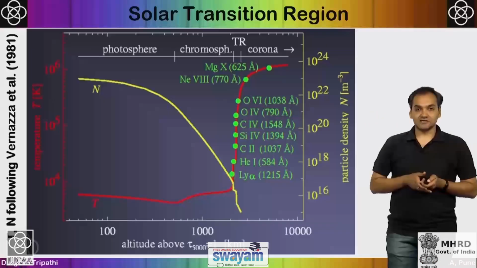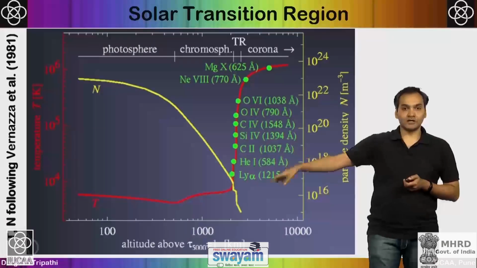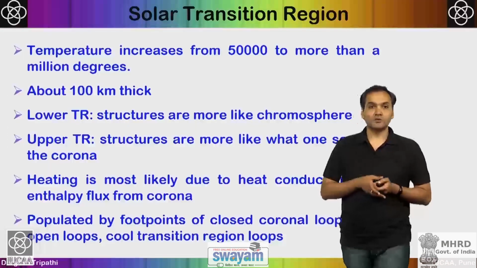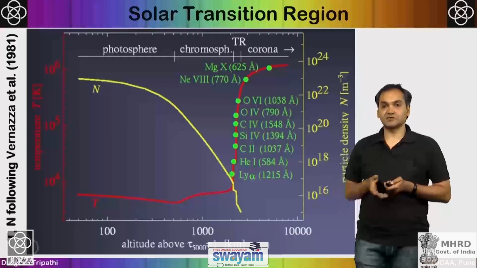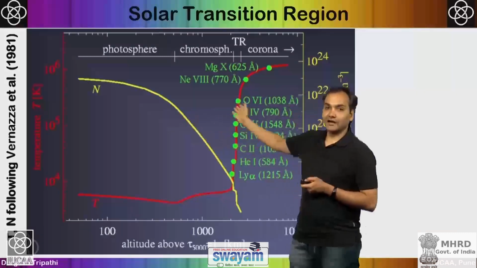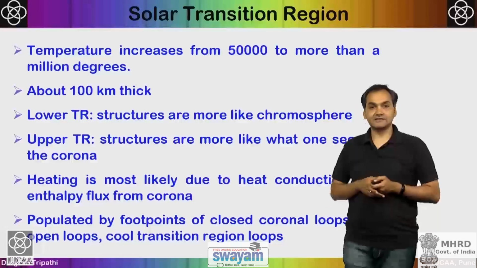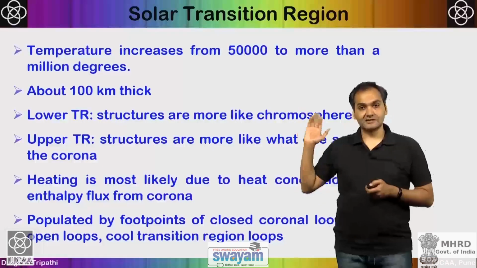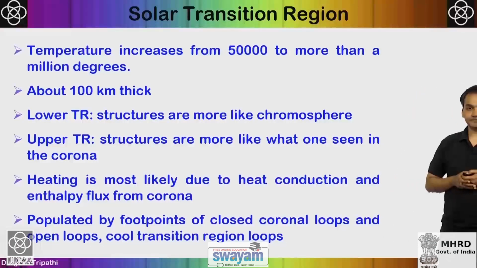If you image the transition region in the lower part of it, so if you take helium 1 or Lyman alpha or carbon 2, what you will see is that the structures will look more like chromosphere because they are closer to the chromosphere in here. But when you go higher up and image the corona around this region in those lines, the transition region in those lines will appear more like what you would see in the solar corona.